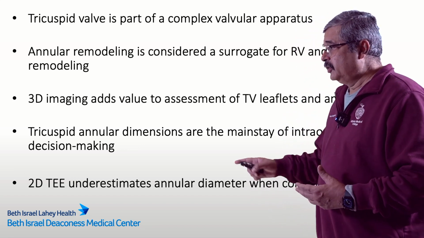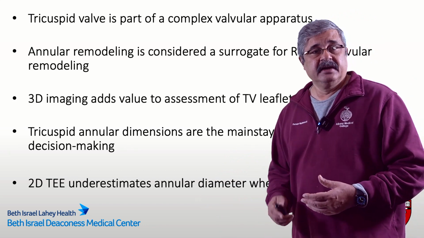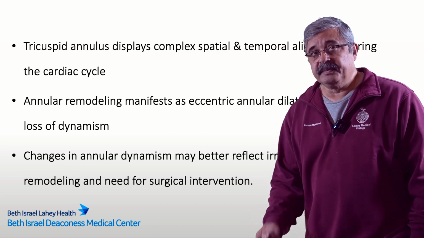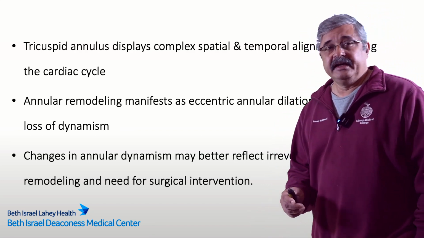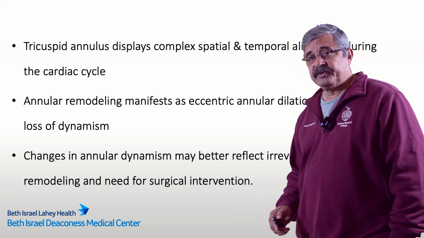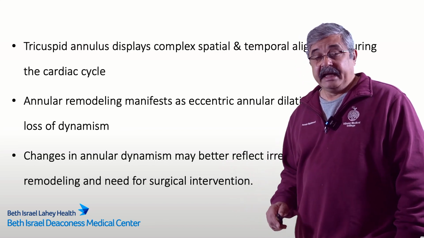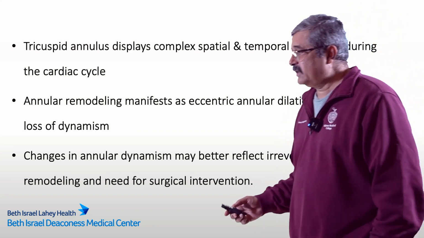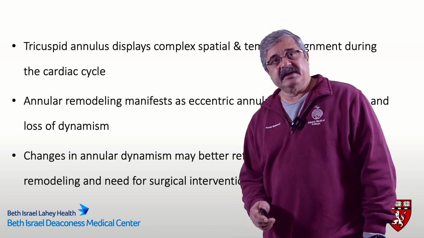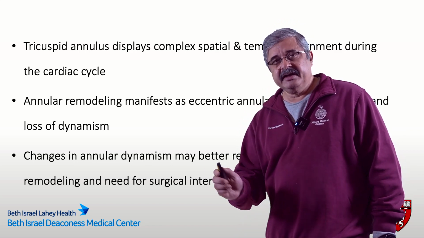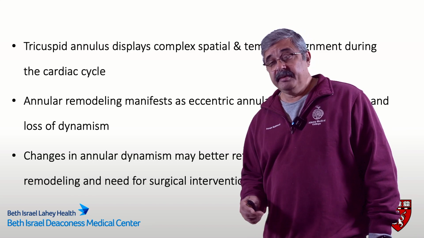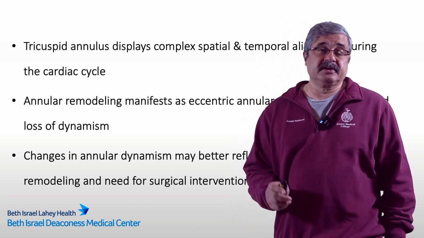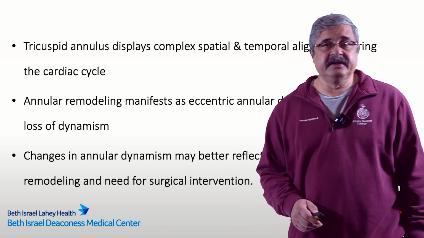We now know that 2D TEE consistently underestimates the annular diameter that we measure. At the same time, the tricuspid annulus displays complex spatial and temporal changes during the cardiac cycle. Annular remodeling manifests itself as eccentric annular dilation, and there is no predictable axis on which the annulus dilates. Changes in annular dynamism, which is the maximum area change between systole and diastole, may be better representative of both annular and right ventricular remodeling, and could possibly be used as a surrogate for the timing of surgical intervention in these patients.